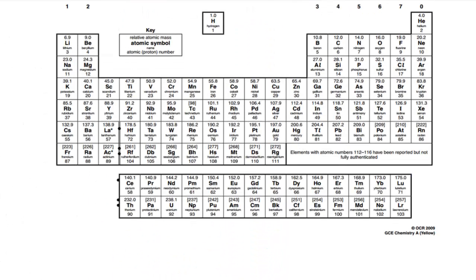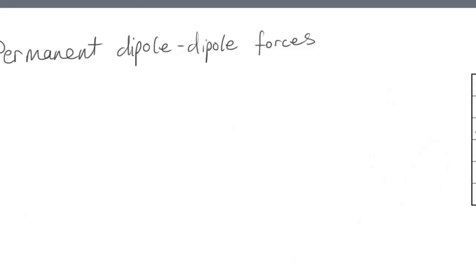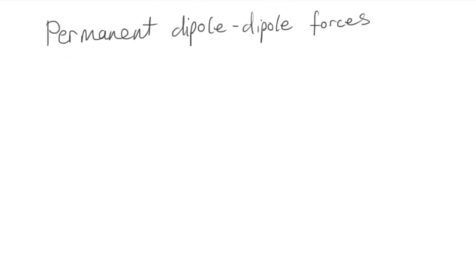And at AS level, we usually consider permanent dipole-dipole forces to be, for the most part, stronger than van der Waals forces. In the next video, I'm going to be taking a look at hydrogen bonding. Hydrogen bonding is a special type of permanent dipole-dipole force. It's stronger, and it involves hydrogen, but I'll go into that in that video.